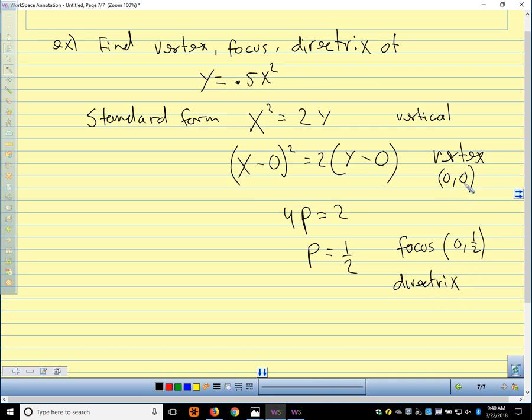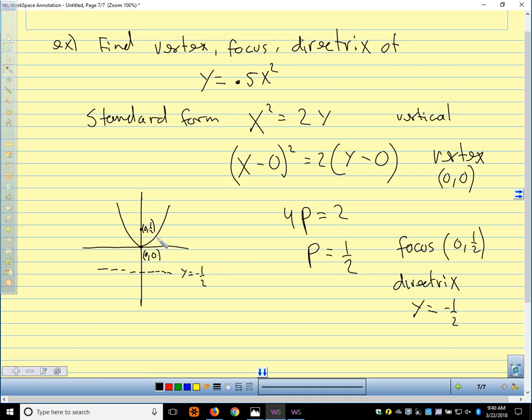A horizontal line 1/2 unit down from the vertex. So what's that horizontal line going to be? Y equals half a unit down from 0, 0, negative 1/2. And if we drew a little picture, here's our parabola. There's my vertex at 0, 0. There's my focus at 0, 1/2. Here's my directrix, y equals negative 1/2.